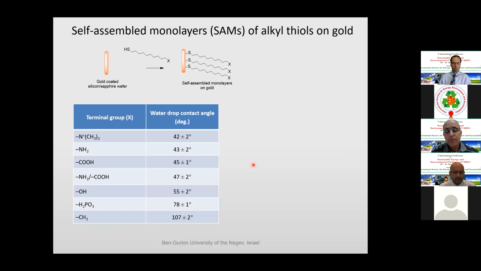Next, we prepared surfaces with unique chemistry by using self-assembled monolayers of alkylthiols on gold. This is the alkylthiol with different functional groups X. We used this list of different functional groups. You can see the quaternary ammonium group, carboxylic acid, OH group, and so on. Then we measured the water drop contact angle, and you can see that they have diverse wettabilities.